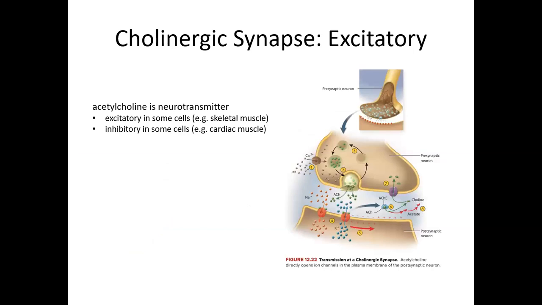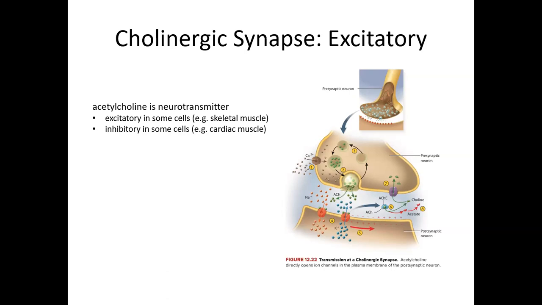So the first one we want to talk about is a cholinergic synapse. As you recall, a cholinergic synapse is one where acetylcholine is the neurotransmitter. And the only type of cholinergic synapse we've talked about is in the skeletal muscle, and that is one where acetylcholine is excitatory. We have spent a lot of time talking about this cholinergic synapse, so I'm not really going to go over it anymore. I think we all have mastered it. If not, please come see me either in virtual office hours or one-on-one, or send me some emails if you don't understand this process, or watch some videos on it.